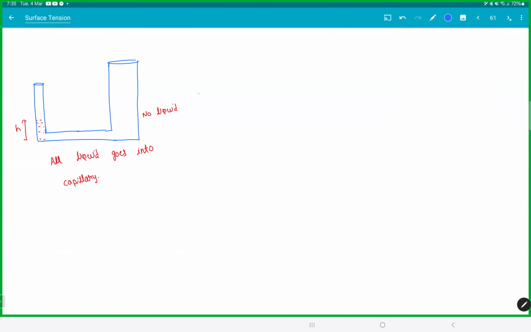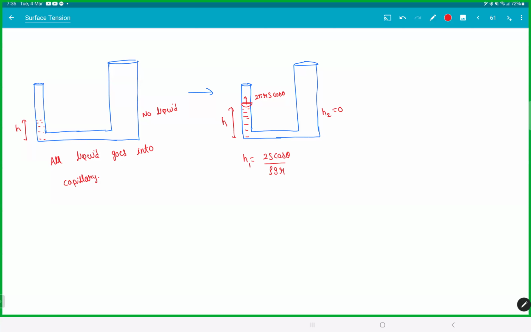Then this will happen till when? This will happen till this meniscus will form here. This will keep on pulling the water. We know that thing, 2 pi r S cos theta. So this will form the height h. We know that result here: h is equal to 2S cos theta by rho g r. Remember the capillary thing? Up to this point, it will go up. Getting it? And remember here, H2 is still 0. H1 is this. So whatever water you're keeping, it will just keep on going till here.